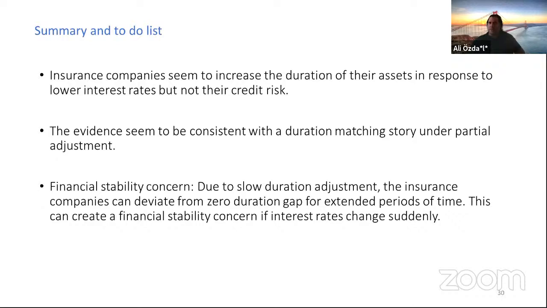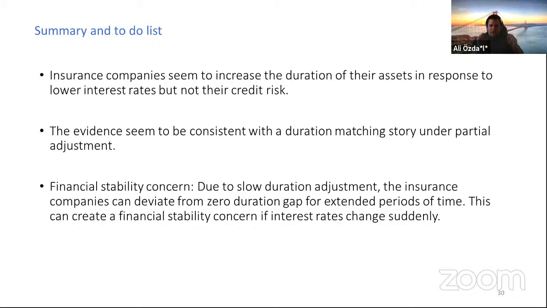Let me summarize this. I think I have 1 or 2 minutes left. What we show is that insurance companies seem to increase the duration of their assets in response to lower interest rates, but not their credit risk. And so, looking at different parts of the data, we concluded that the evidence seems to be consistent with a duration matching story under partial adjustment costs.